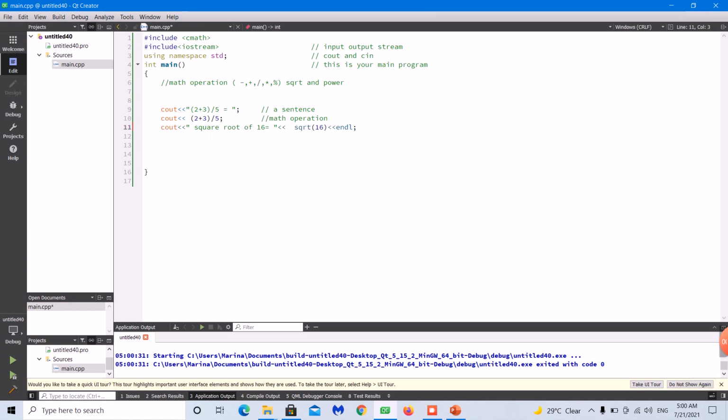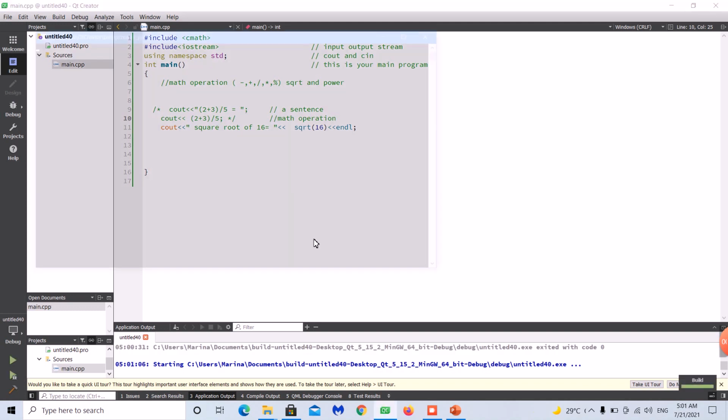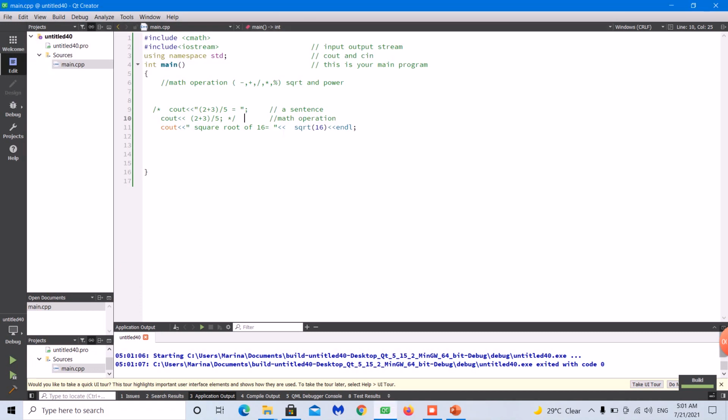The next thing is the square root. So if I want to write square root of 16, we all know it's going to be 4. If we comment these with control and then slash, it's going to be a comment. So if we want to know the square root of 16, square root of 16 equals 4. That's correct. We will try something else.